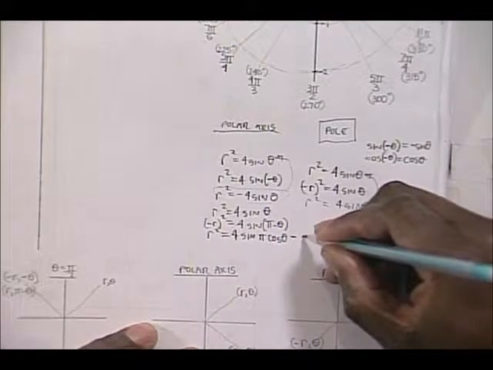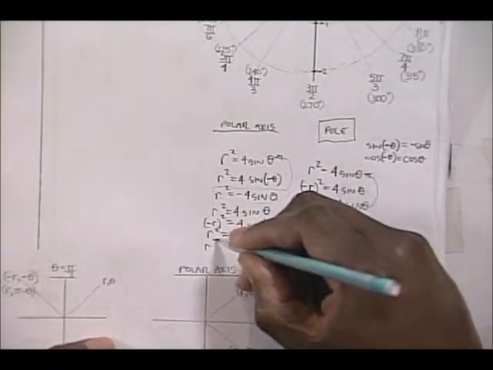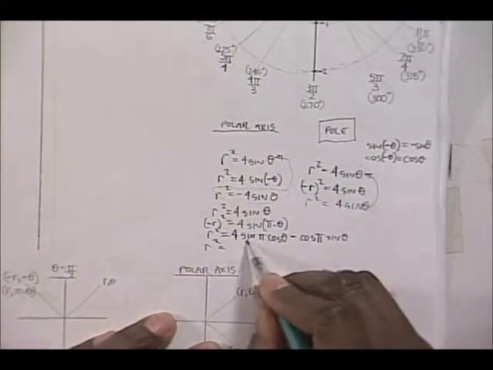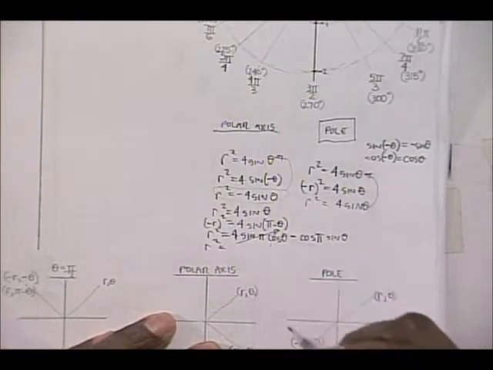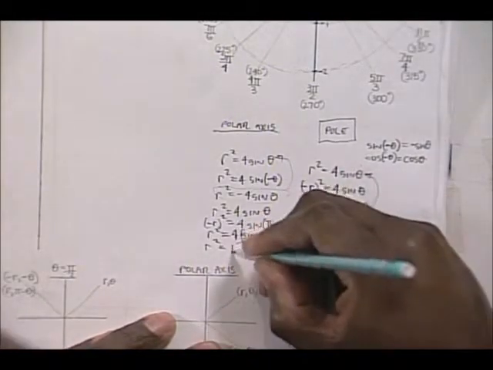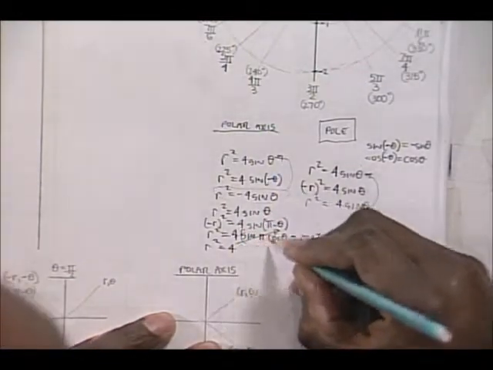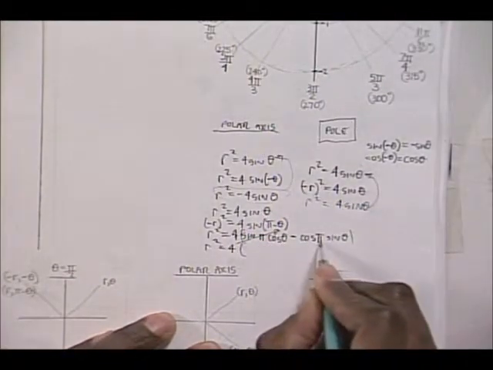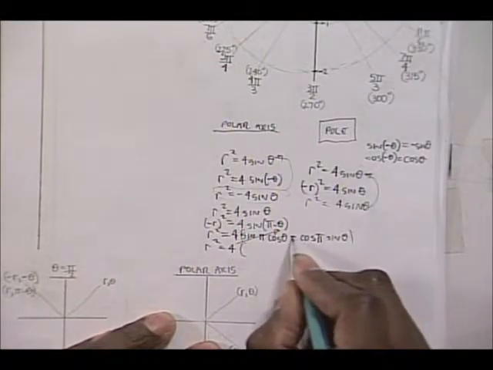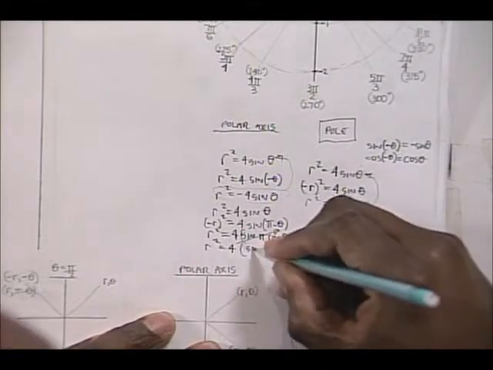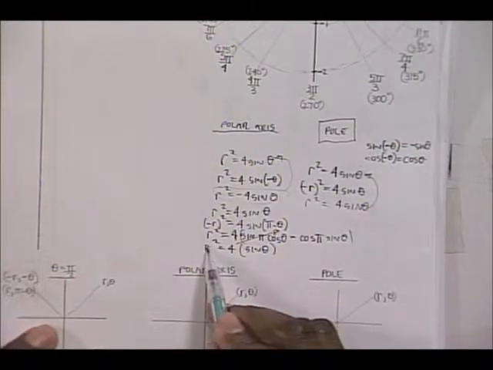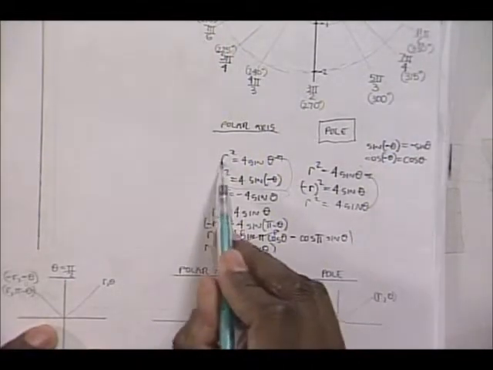Minus cosine pi sine theta. All right. So now what you have is r squared is equal to the sine of pi. That's 0. The sine of pi is 0. So you end up with 4, times the cosine of pi, which is negative 1. The cosine of pi is negative 1. So this negative 1 times that negative is positive. Bring down the sine theta. Notice how you end up with the same thing that you had before. R squared is equal to 4 sine theta, just like we had initially.